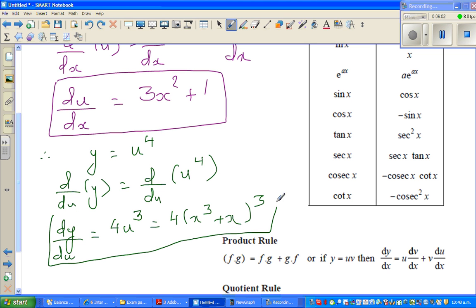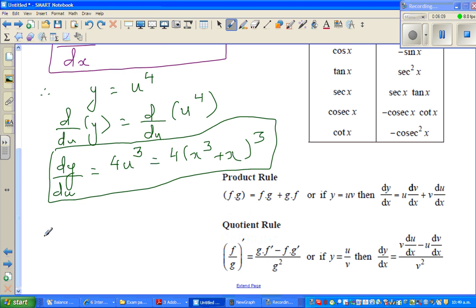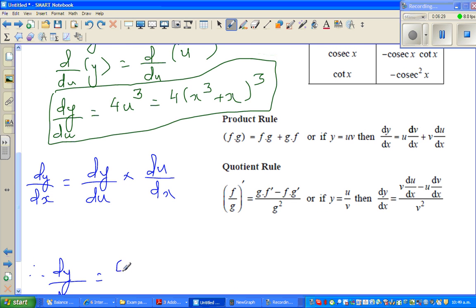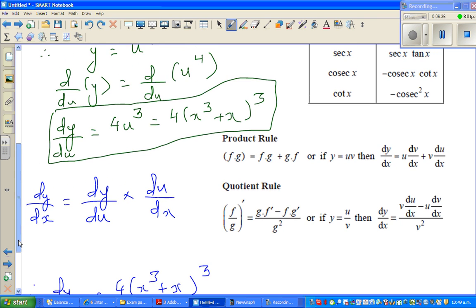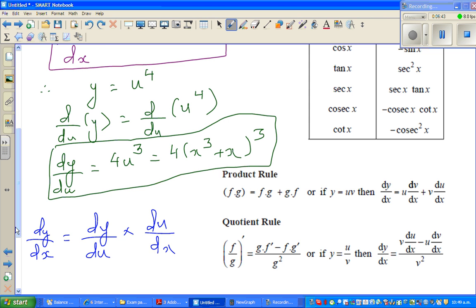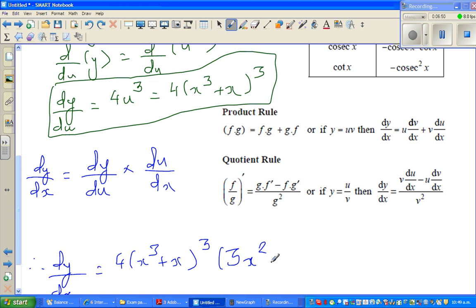Okay, now we have to use the chain rule. So let me change to blue. So I'm going to write now like this. dy by dx is equal to dy by du times du by dx. Okay, therefore dy by dx is equal to, what is dy by du? This is this, that is 4 times (x cubed plus x) the whole cube. Hopefully I've not made any mistake. I think so. And what is du by dx? du by dx is 3x squared plus 1. That is 3x squared plus 1.